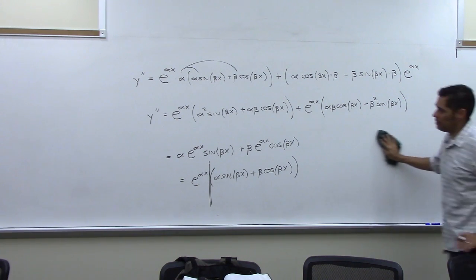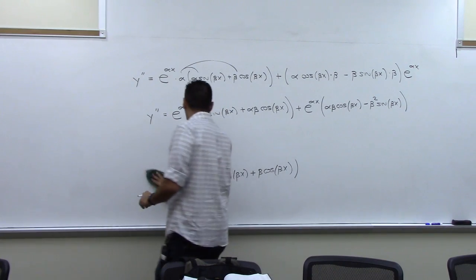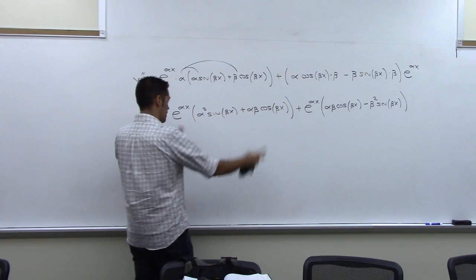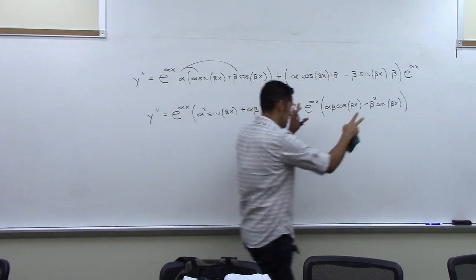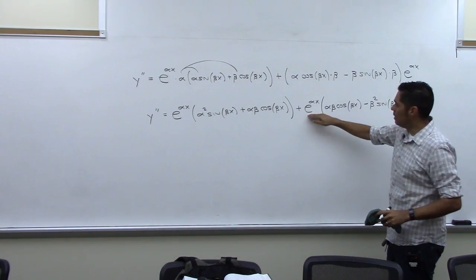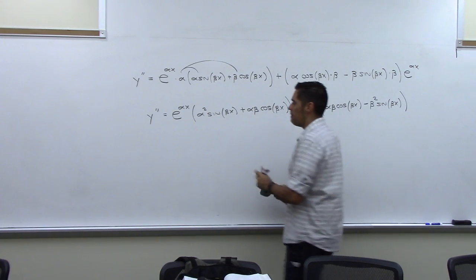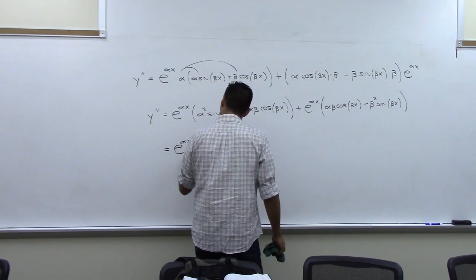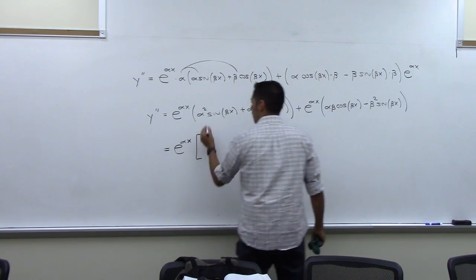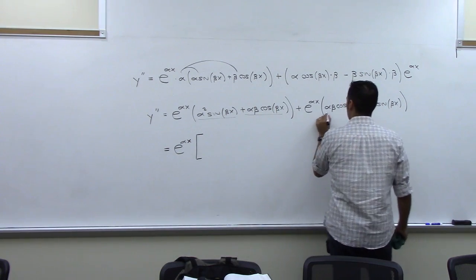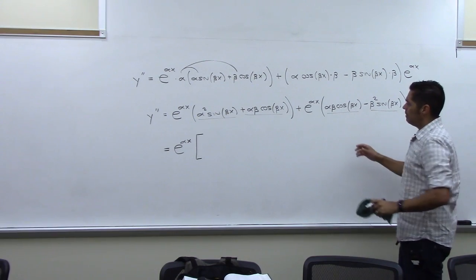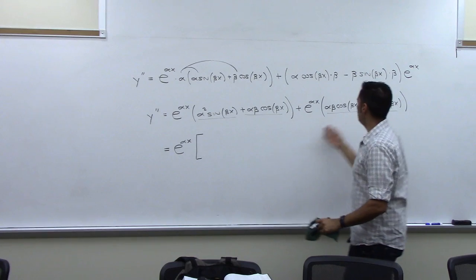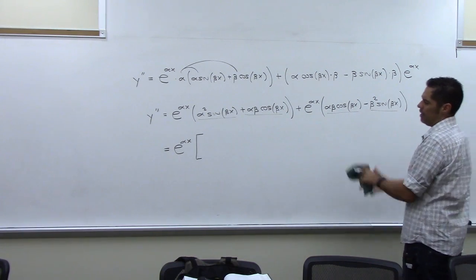I can collect like terms. All right, this next step is going to look a little weird. I have two big chunks of stuff. They both have e to the alpha x, so I'm going to factor out an e to the alpha x. And then I will have this plus this plus this minus this. So when I take this away and take that out, I'm just left with what was in the parentheses on both of them. I can put it all together.